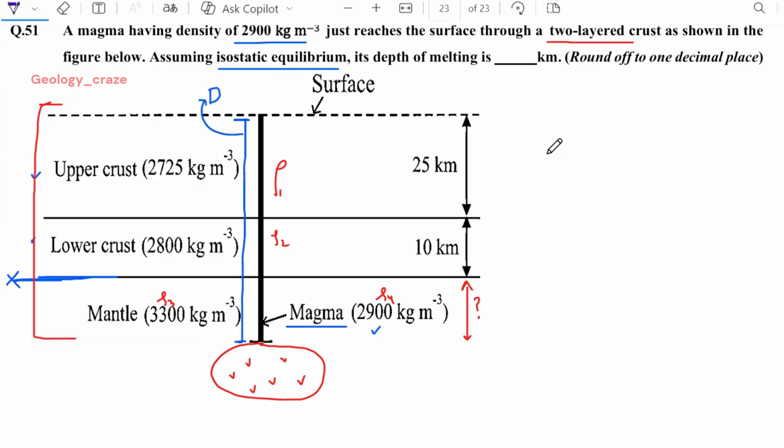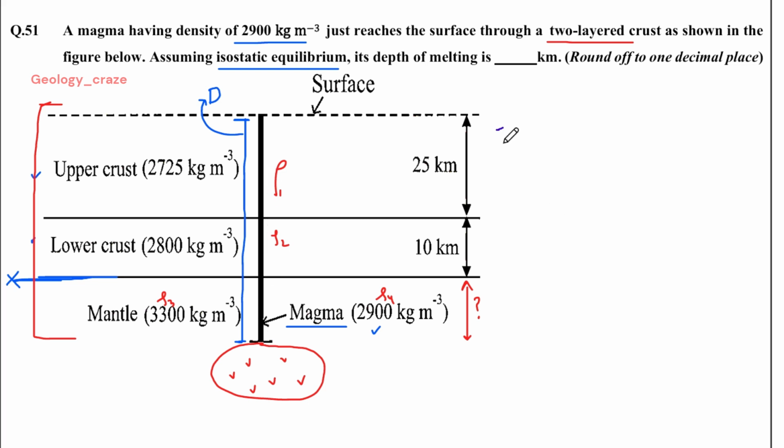So now we have to add all three layers: upper mantle, lower mantle and mantle. And we have to make equilibrium with this magma, that pipe. So now we have to do what? Rho 1 into h1, suppose this is our h1, this is our h2, and this is the question mark. How will we get this? Suppose this is our d, then we will get this height as d minus (h1 plus h2).